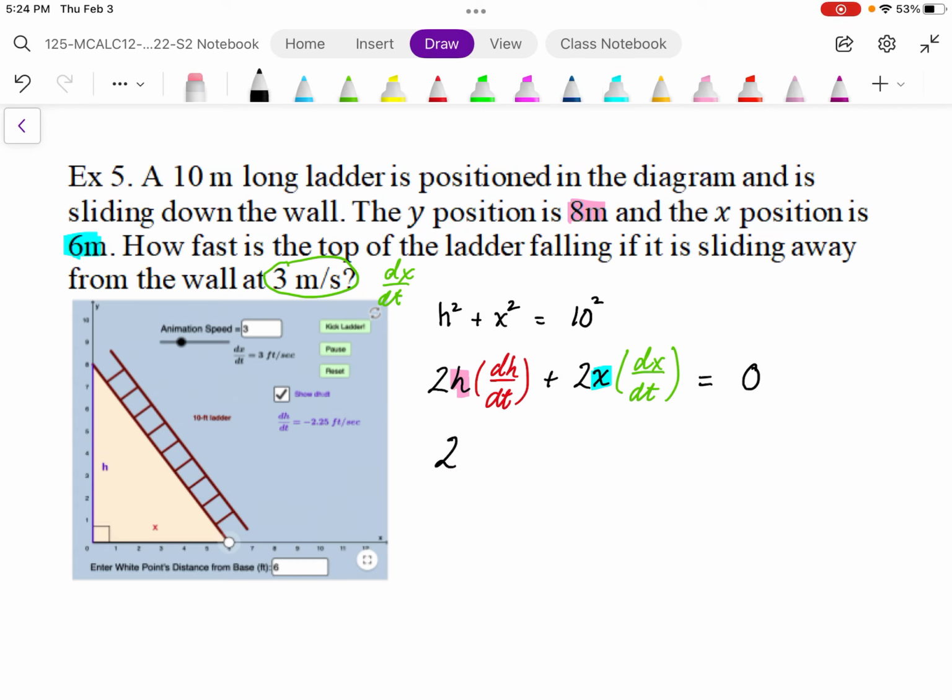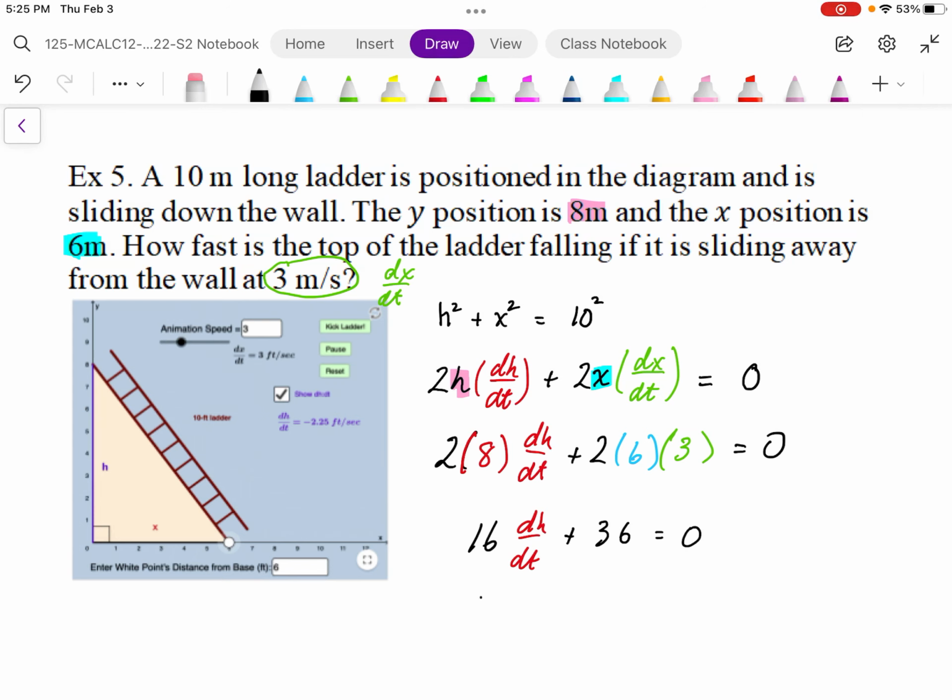So I'm just going to substitute in. So 2 times, that's going to be 8 meters, and dh by dt is what I'm solving for. Plus 2 times x. Well, I know that x is 6 meters. I'm going to put 6 into that. And dx by dt, I've been told, was 3 meters per second. So the only thing left in this expression to solve for is my dh by dt. So I get 16 times dh by dt plus 2 times 6 times 3 is 36, and that's equal to 0.